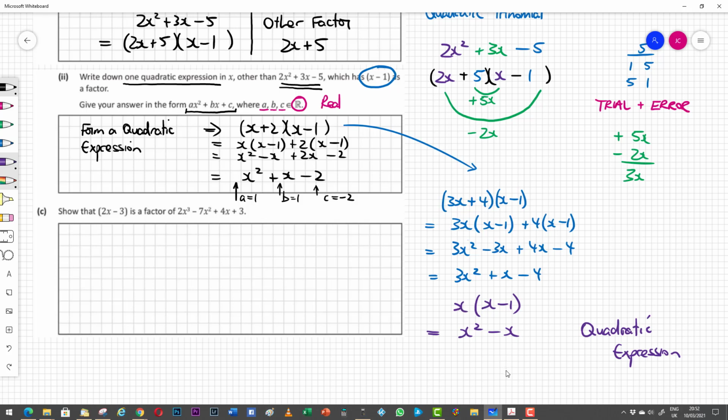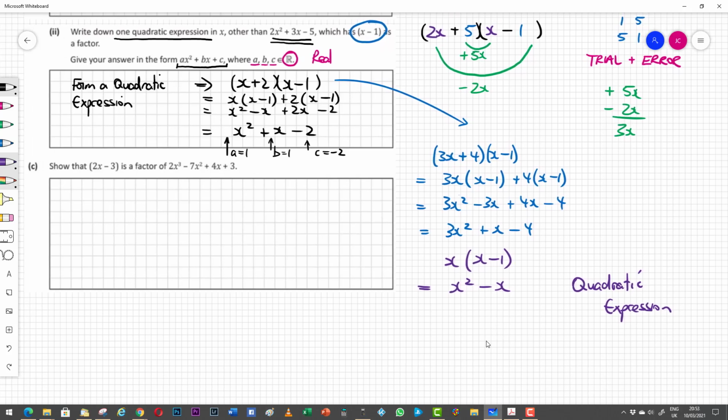And like I said, you might say to me, but we're meant to have something x squared, which we do, a x squared, a would be 1. Something x, which we do, we have b would be minus 1. But we don't have a c part. Now, I could put in plus 0, in which case the c part would be 0. And because, like I said, a, b, and c just have to be real numbers, 0 is a real number, and so x squared minus x would be a valid answer. But as I mentioned before, there's infinite answers to a question like that.